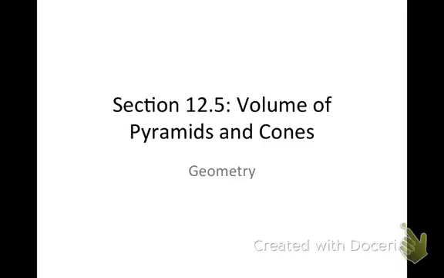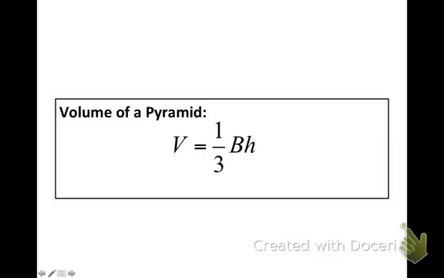So the cool thing about pyramids is that a pyramid is actually 1/3 the whole volume of a cube. So think about this. If you had a cube, and you found the volume of it, let's say it was 5 by 5 by 5, the volume of it would be 125. If you were to take a pyramid out from the inside of it, it will be equal to 1/3 of that. So our volume of a pyramid formula is equal to 1/3 the area of the base times the height.